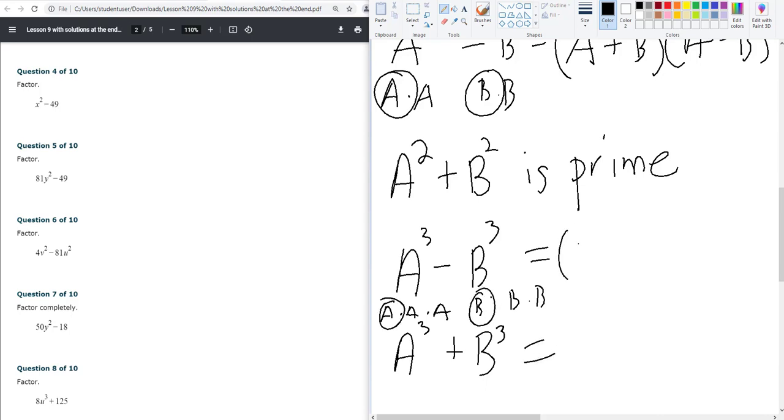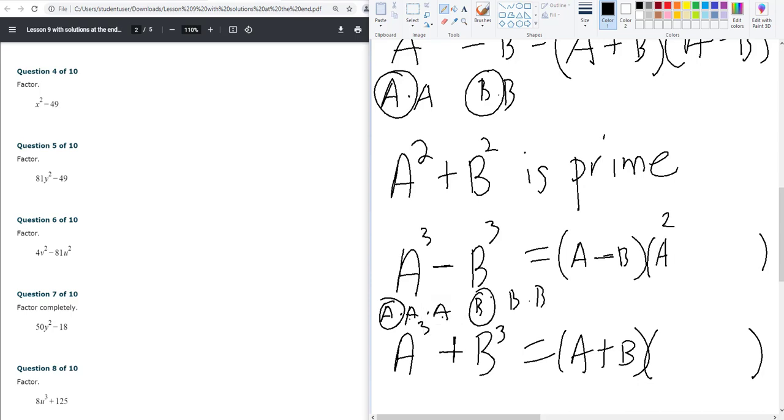One of each of these, A minus B and A plus B. So notice that I use the same sign each time. So if it's A cubed minus B cubed, it's A minus B. If it's A cubed plus B cubed, it's A plus B. Now what goes in here is the tricky part. A times A is left over. Well, that's A squared. Okay? And B times B is what's left over here, and that's B squared.